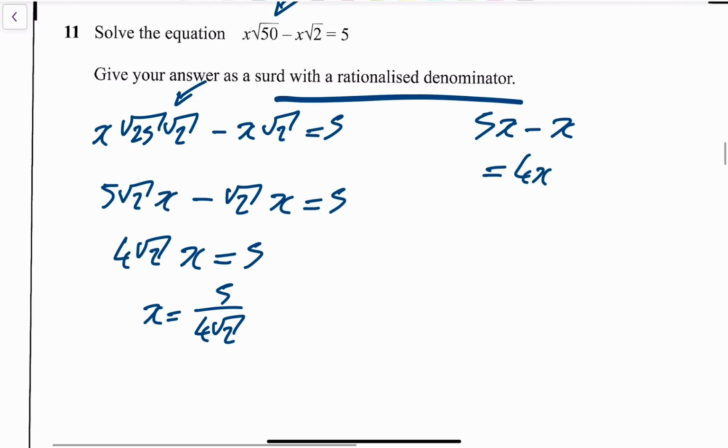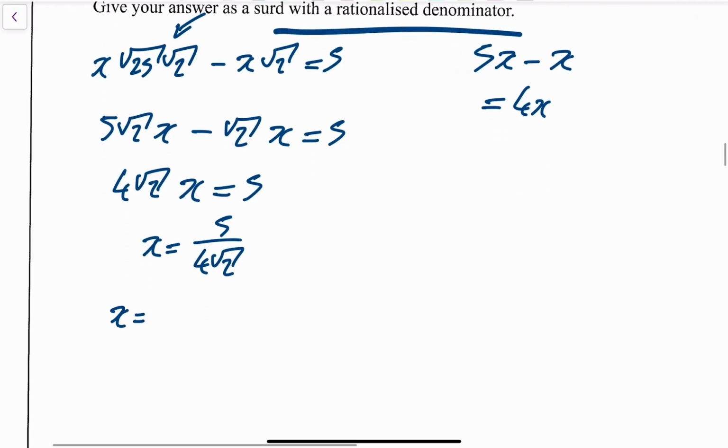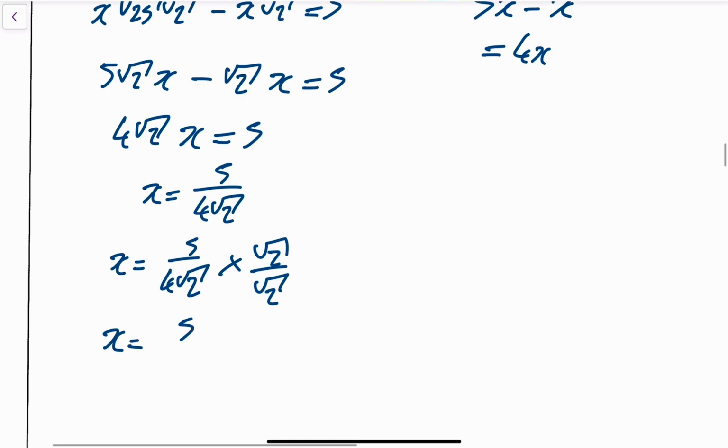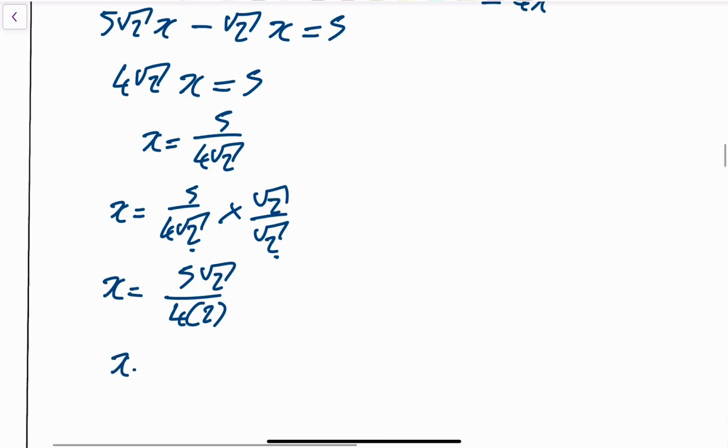And then it says with a rationalized denominator. So what you're going to do with this thing here is multiply top and bottom by root 2. This is a tough question. 5 times root 2 is 5 root 2. Root 2 times root 2 is just 2, so it's just 4 times 2. So what it works out to be is 5 root 2 over 8.